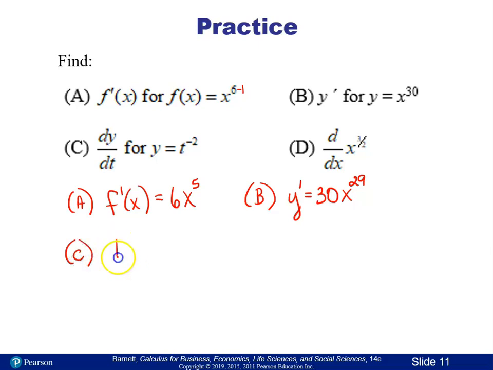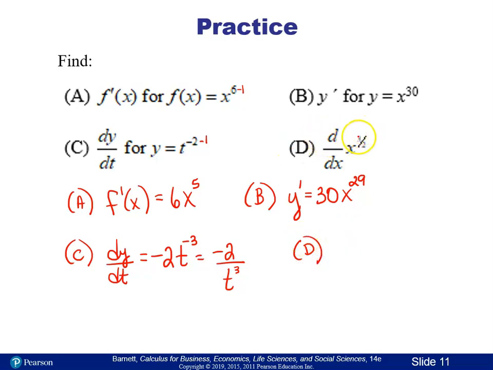For c, if I want dy with respect to the variable t, this is in a form I can use here. I just need to bring the -2 down as a coefficient. And then I do need to decrease that power by 1. So -2 minus 1 will be -3. I'm going to leave that -2 where it's at, but the t is what has a negative exponent. So I'm going to bring that down, and that's going to be my answer.